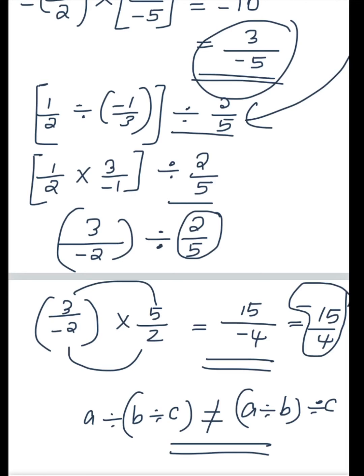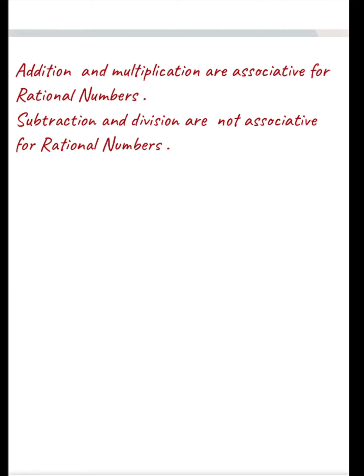Okay. Now let's conclude all these points. So this is our conclusion. Addition and multiplication are associative for rational numbers, and subtraction and division are not associative for rational numbers. Okay, this was our third property, that is associative property, and the conclusion is the same for all numbers, that is integers, rational numbers, whole numbers and natural numbers. For all the four numbers we have found that addition and multiplication are associative, whereas division as well as subtraction are not associative. Okay, so this is all about the third property, which is associative property for rational numbers.